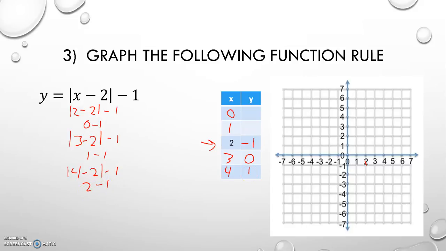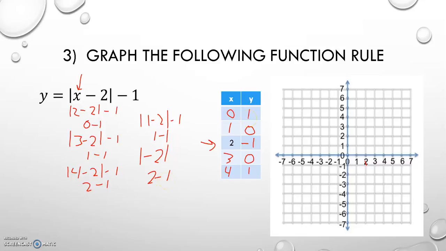If I go the other direction and I plug in a 1, then it's going to be the absolute value of 1 minus 2, minus 1. Well, 1 minus 2 is negative 1, but the absolute value of negative 1 is 1, and 1 minus 1 is 0. If I plug in a 0 for x, then 0 minus 2 is negative 2, but I take the absolute value of that, which gives me positive 2, and then minus the 1 gives me 1.